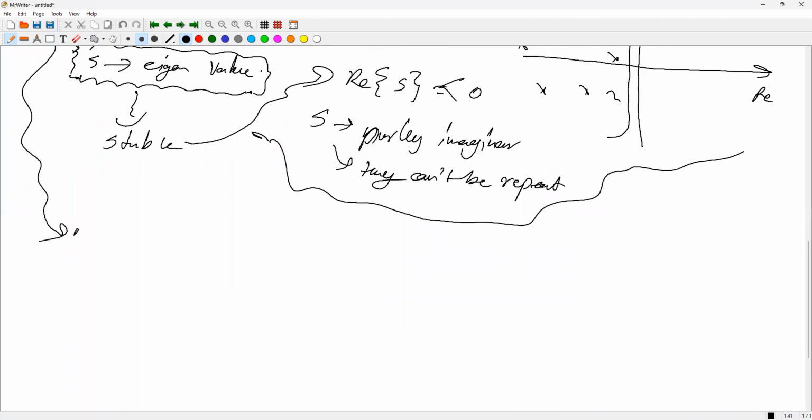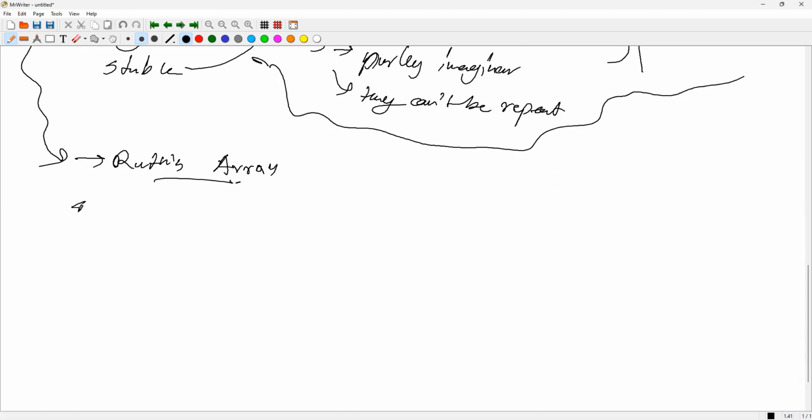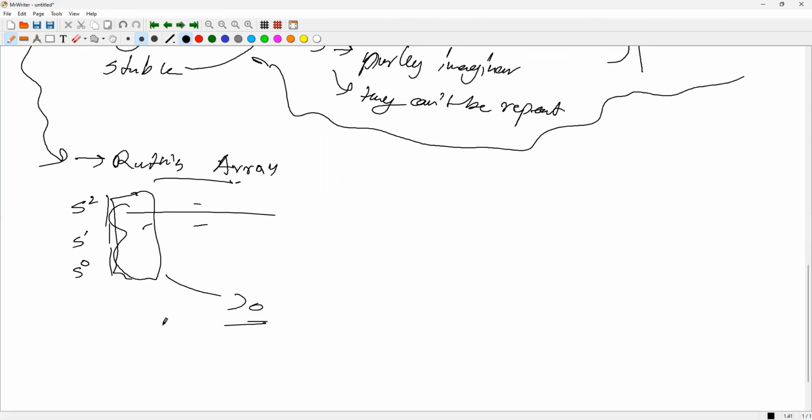Or we can use the characteristic equation to develop Routh theory. With Routh theory, we know how to develop this array, and we can tell stability using the first column, which should be greater than or equal to 0. So we can use this method. This is open loop stability. There can be questions regarding this.